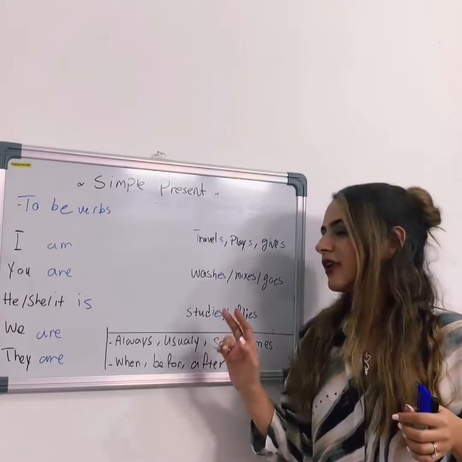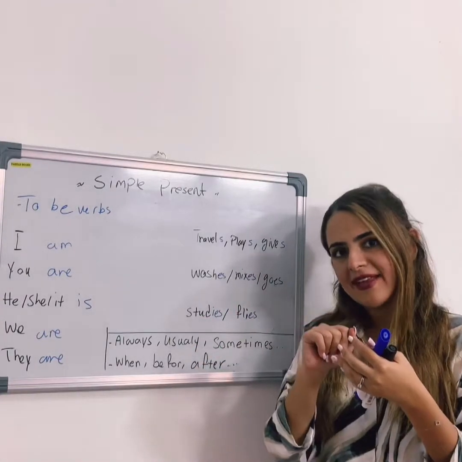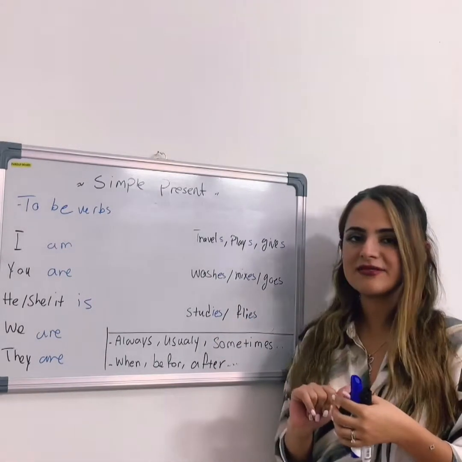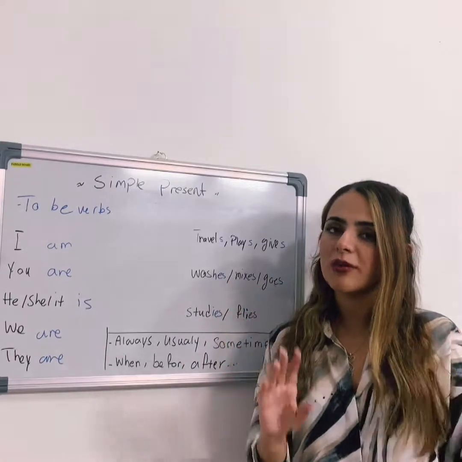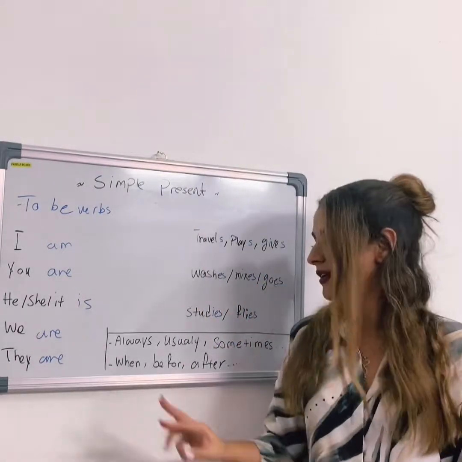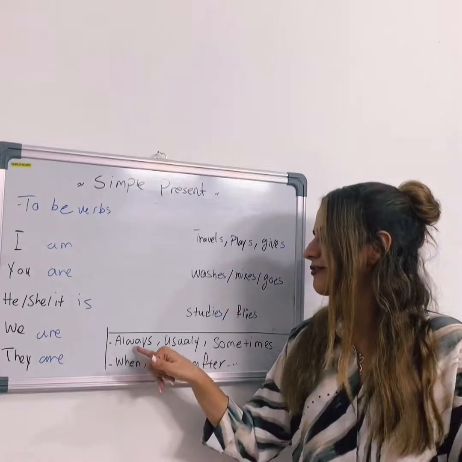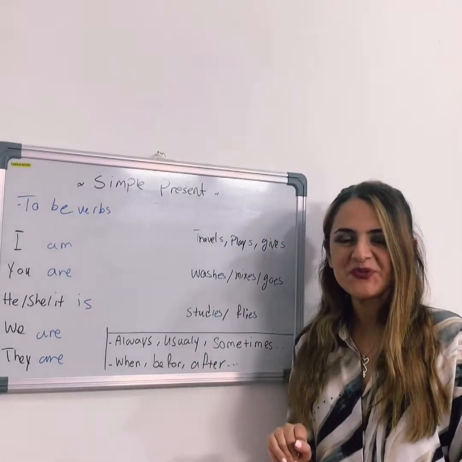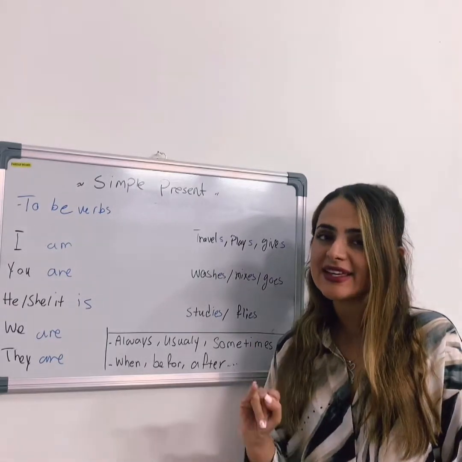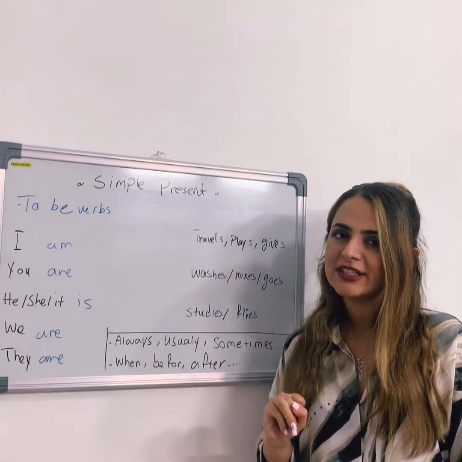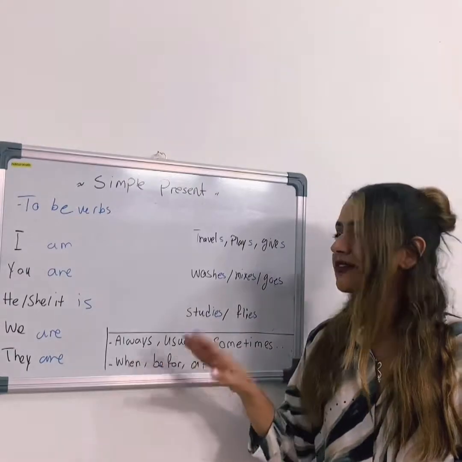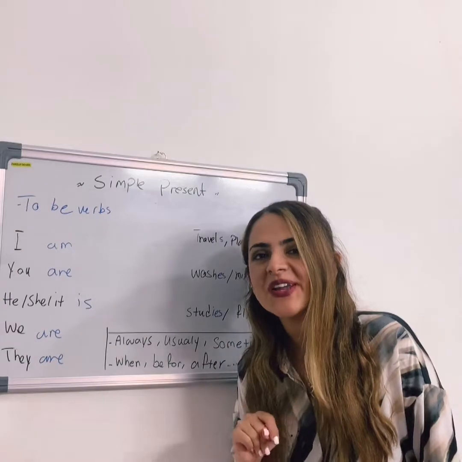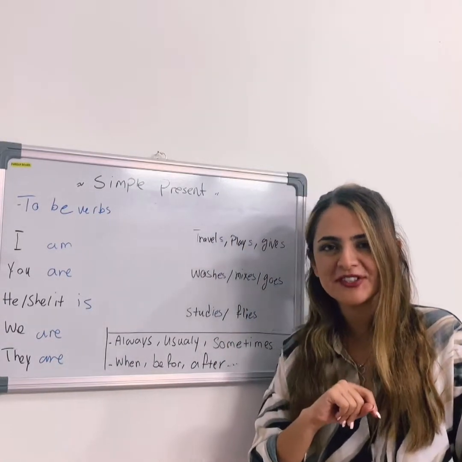So, as you know, the y at the end becomes i. So studies and flies. Okay, these are a couple of exceptions. Remember some tips. Okay, if we are using always, usually, sometimes, and the words like this, never, things like that, we always have to use simple present because we are talking about a habit or repeated action.